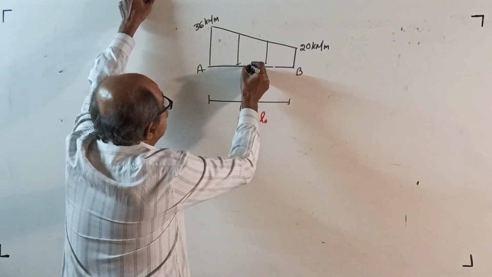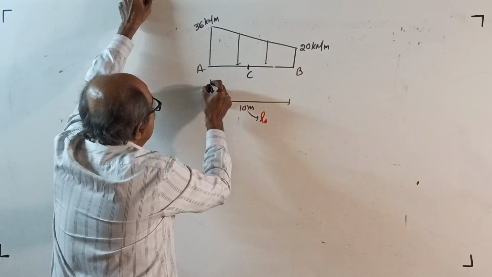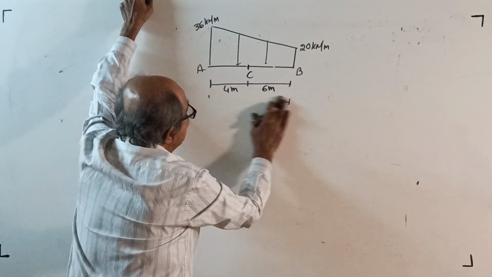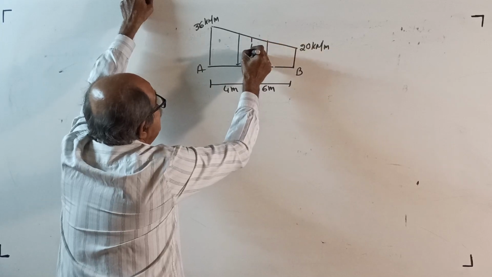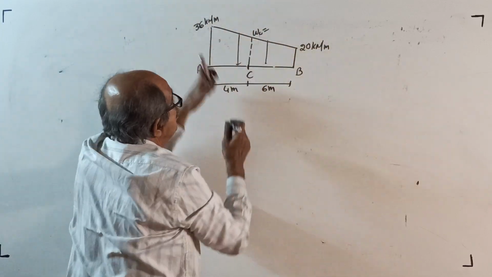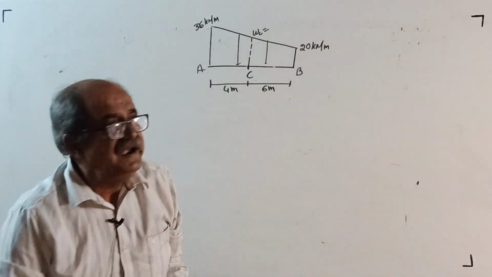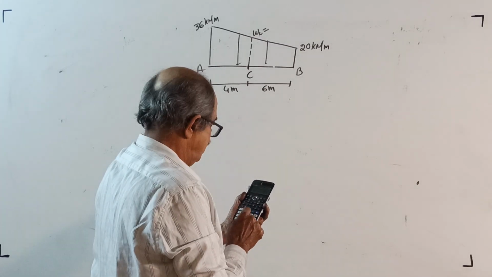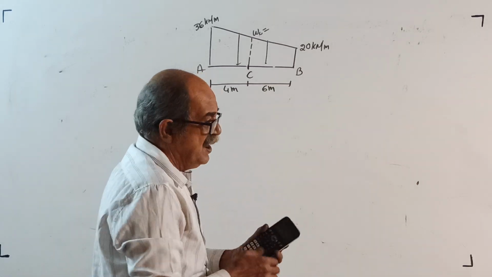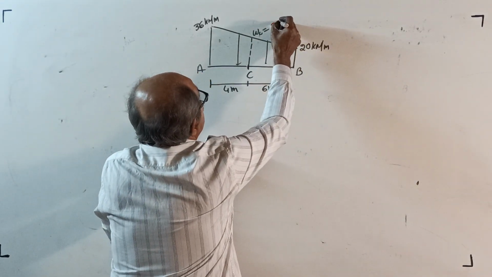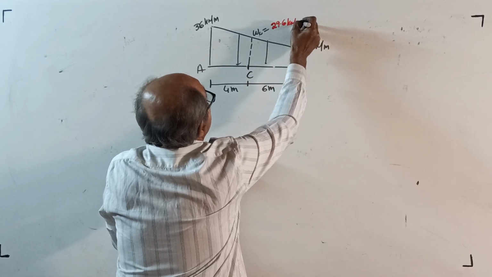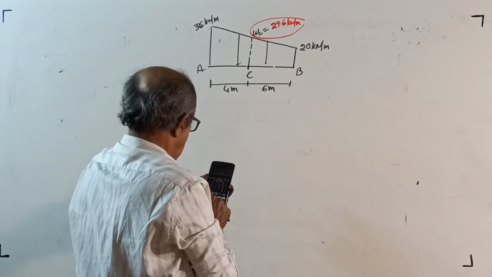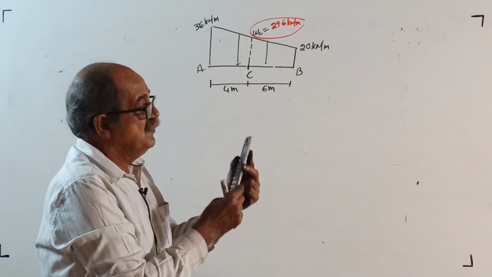But in case you want a point C, anywhere, say 4 meter from here and 6 meter from here, now 10 meter is not required. Then first you have to find this intensity. WC equal to, this you have to do by linear interpolation, that I will tell you later. 29.6 kilonewton per meter. Calculated value not given. Or if I do from this side, 29.6 kilonewton per meter. Okay.